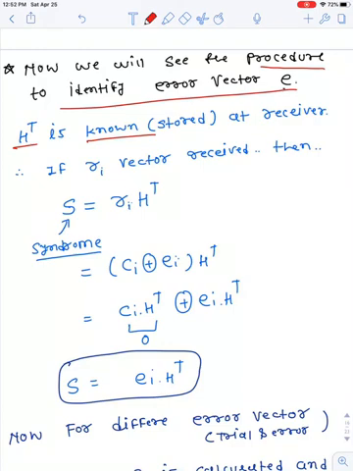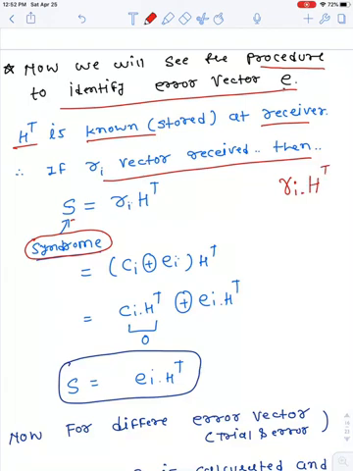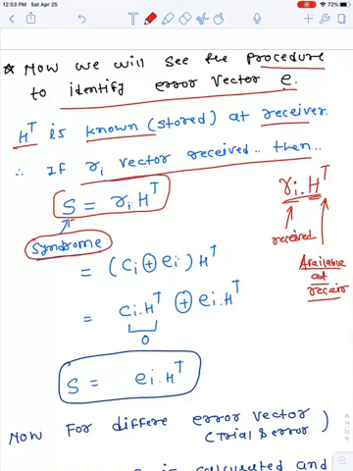HT is known. We have already mentioned earlier that the matrix G is shared between transmitter and receiver, and the receiver is able to construct the matrix HT from matrix G. Now if Ri is the receive vector, then S is known as the syndrome. We multiply Ri, the ith receive vector, which is available at the receiver or may be stored in some form there, with the HT matrix. Whatever we get, we assign as the syndrome S. So the syndrome S is simply Ri multiplied with the HT matrix.